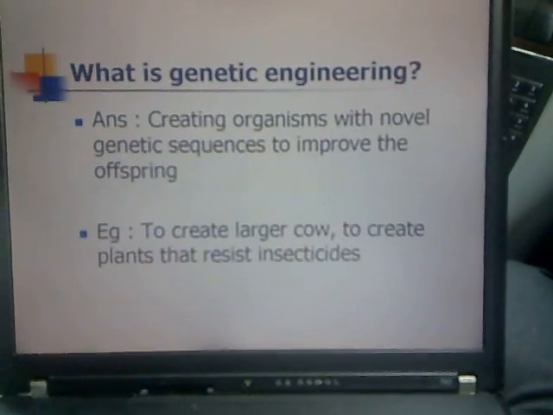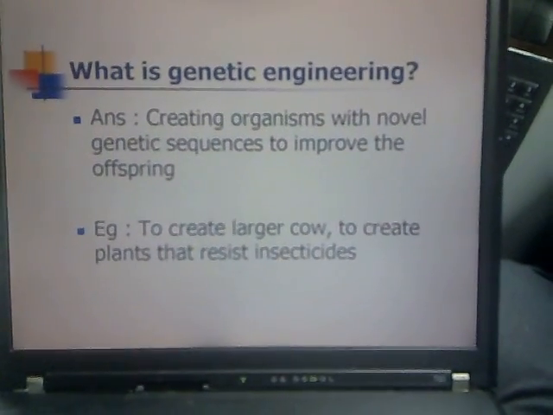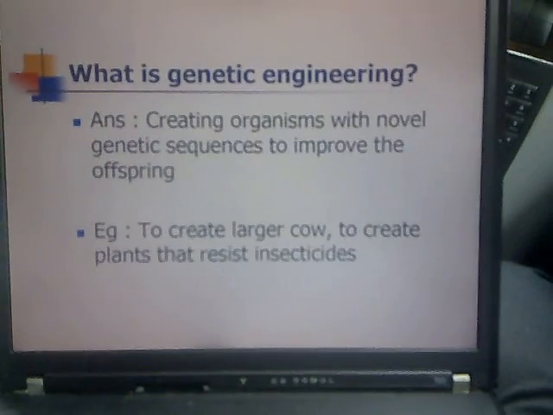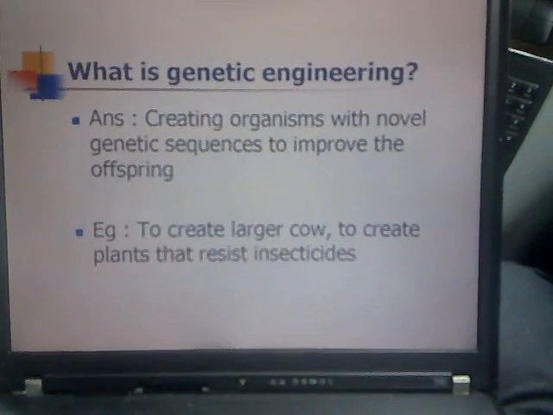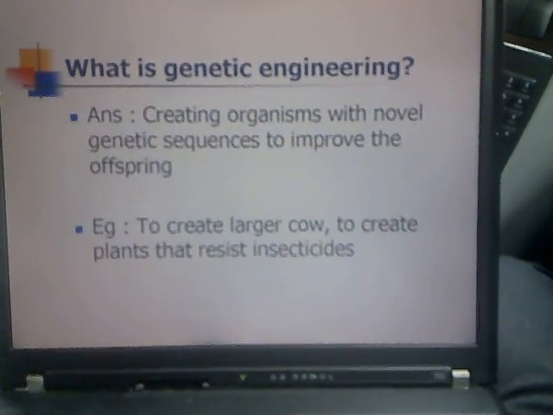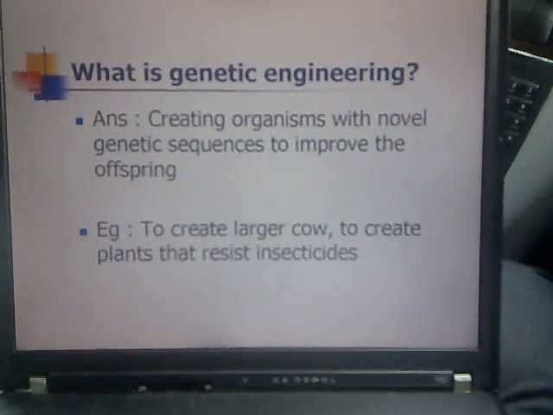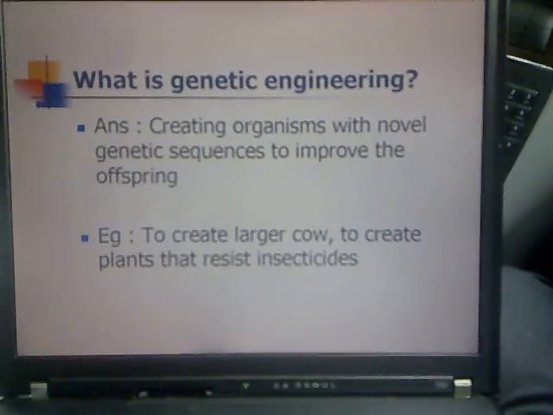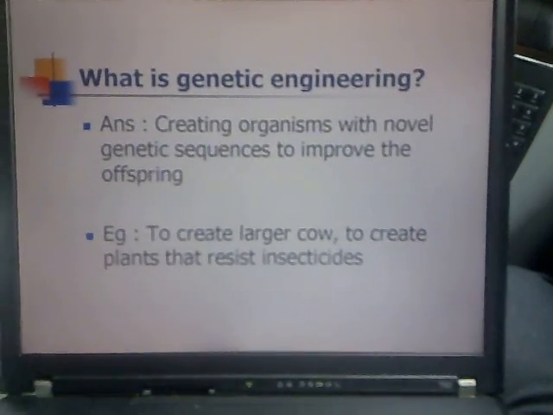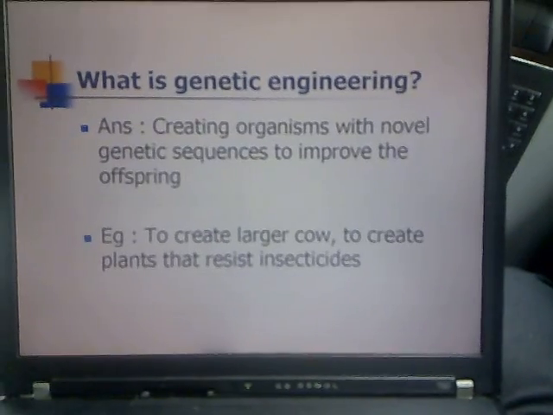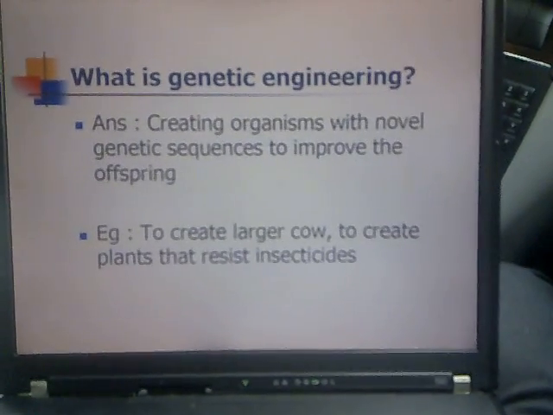So what is genetic engineering? It's creating an organism with a novel genetic sequence to improve the offspring. And that has been done in the animal and plant community. You manipulate the gene of, let's say, a cow so that the offspring of this cow will be bigger in size, have more milk, and have more meat for you to feed.